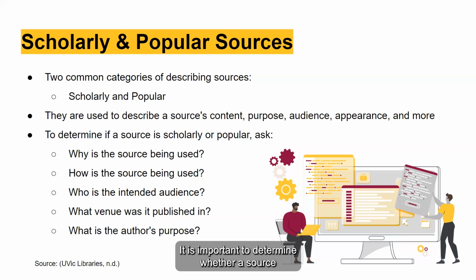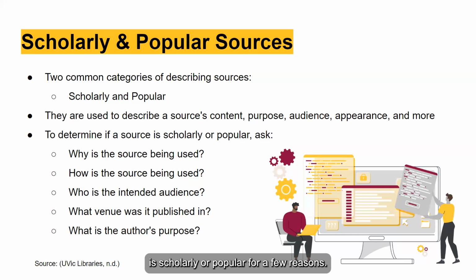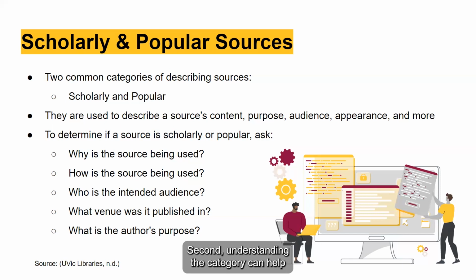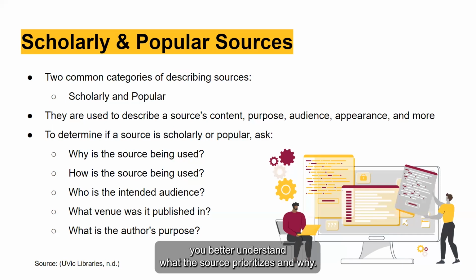It is important to determine whether a source is scholarly or popular for a few reasons. First, some assignments require a certain category of source. Second, understanding the category can help you better understand what the source prioritizes and why. This allows you to think critically about the information presented.